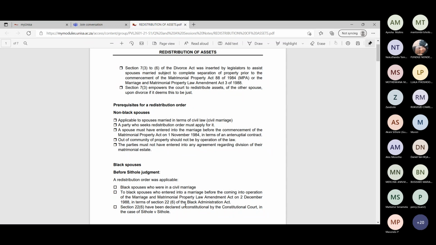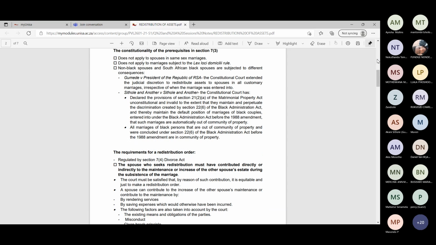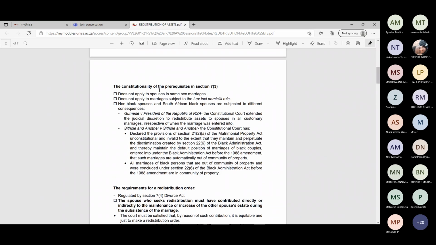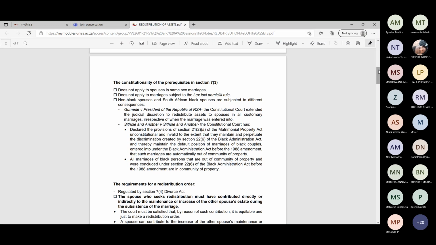For all of us now who are alive, this provision of redistribution is not applicable to us, with the exception of black spouses who are married in terms of customary marriages. So one of the things that you need to know is the constitutionality of Section 7, subsection 3, which is redistribution. At the present moment, as I said, it applies to non-blacks who were married before 1 November 1984. So for those who were married afterwards, it's no longer applicable to them. For spouses who are in same-sex marriages, it's not applicable to them.